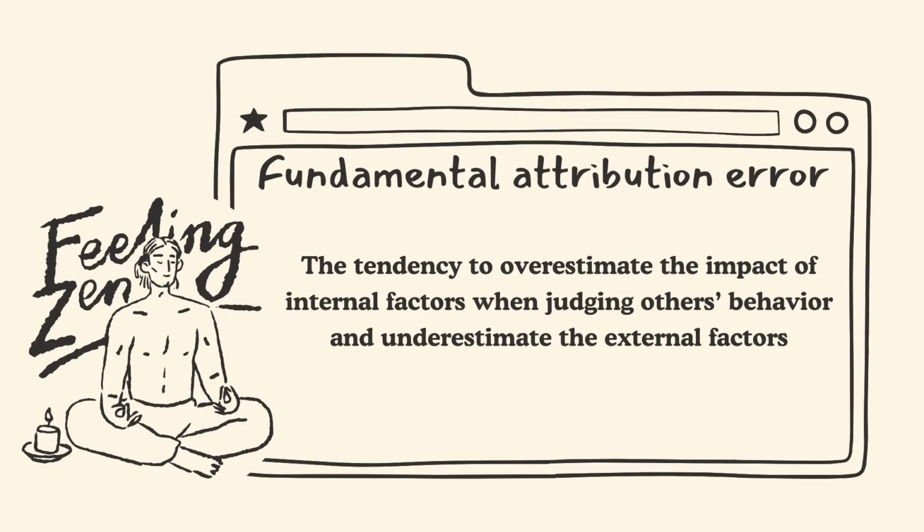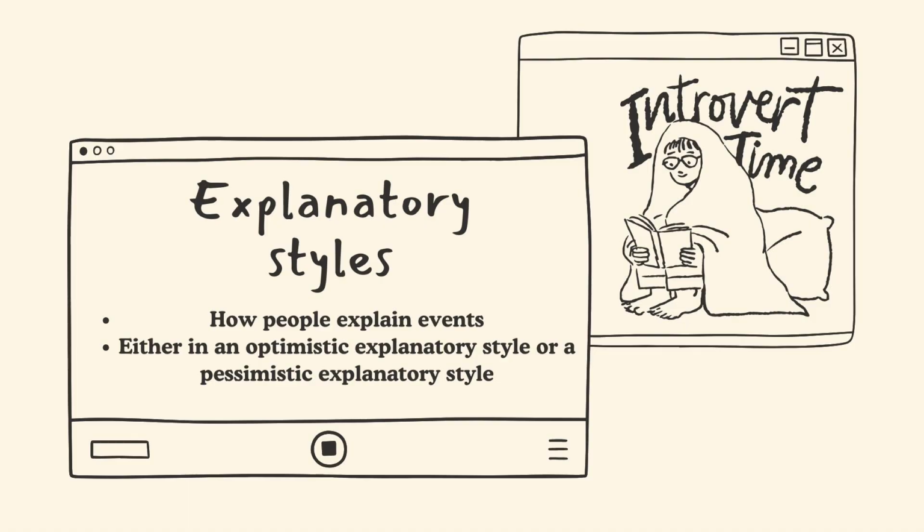The fundamental attribution error is the tendency to overestimate the impact of internal factors when judging others' behavior and underestimate the external factors. Explanatory styles is how people explain events. People are going to explain them in either an optimistic explanatory style or a pessimistic explanatory style.